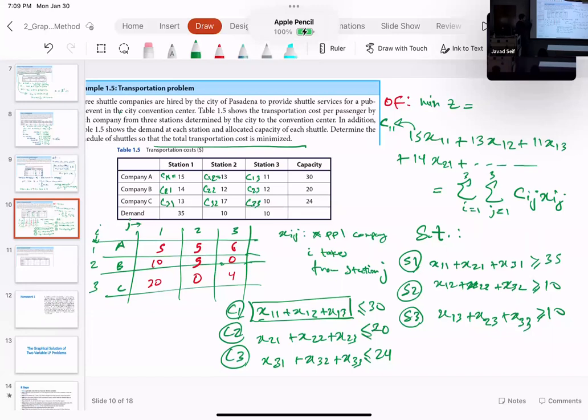Okay, now I give this to the computer. It should be good now, right? We took care of the demand, we took care of the capacity, and we have an objective function. Solve it.